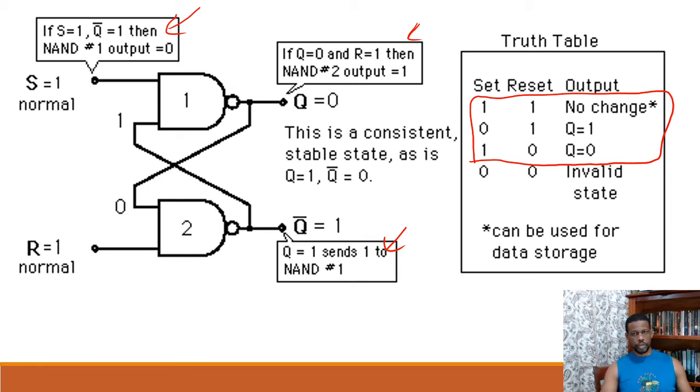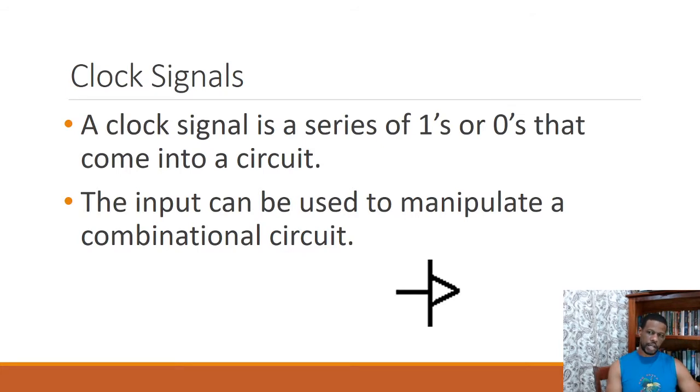Okay, moving on. Alright, so that's the first flip-flop. Next one, okay, a clock signal. Before we go into the other flip-flops, I need you to understand what a clock signal is, which is a series of ones or zeros that come into a circuit.